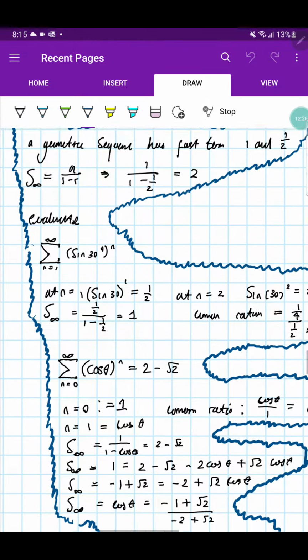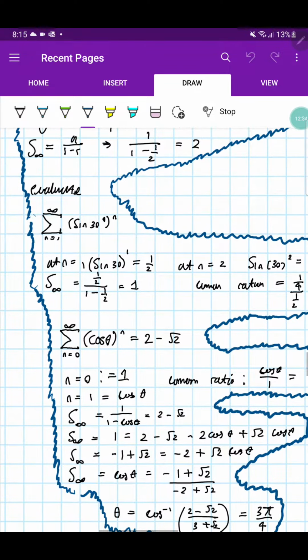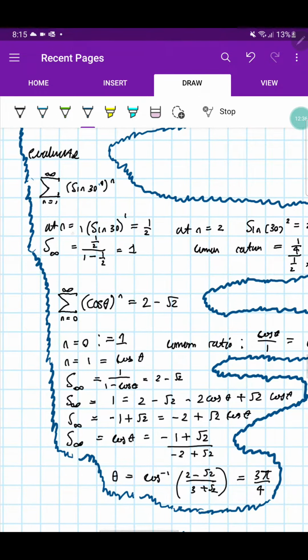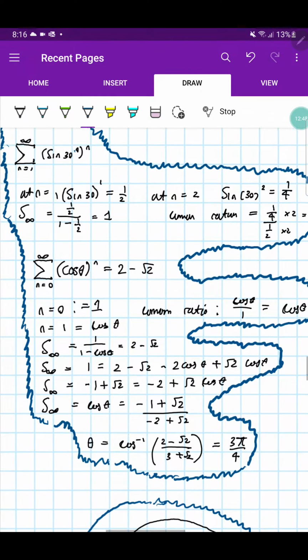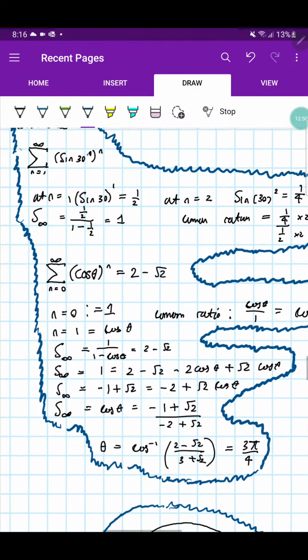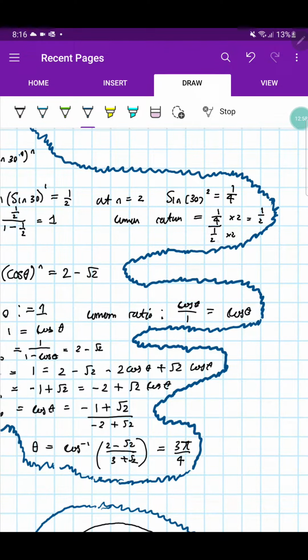To evaluate the sum to infinity from n equals 1 of sine 30 to the power n, that's sine 30 degrees. At n equals 1, we get sine 30, which is a half. At n equals 2, we get sine 30 all squared, which equals a quarter. And we know that the common ratio is going to be that divided by that. So the sum to infinity is going to be a half over 1 minus a half, which equals 1. And here we know that the common ratio is just a half, which I just did here.